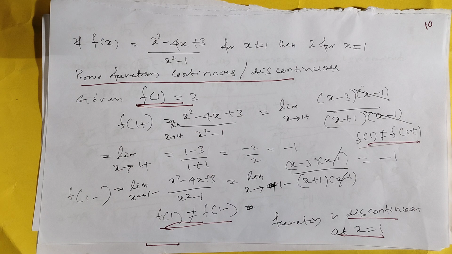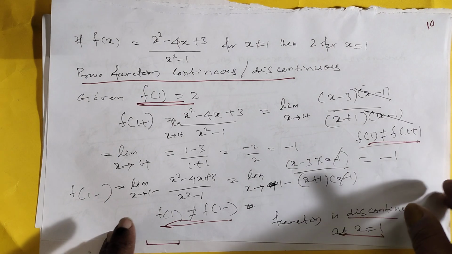f of x is equal to (x square minus 4x plus 3) divided by (x square minus 1) for x not equal to 1, and 2 for x equal to 1. Prove that the function is continuous or discontinuous. Given f of 1 is 2. So the right hand limit at 1 is (x square minus 4x plus 3) by (x square minus 1), and what is the figure coming here? The left hand limit is coming minus 1. The right hand limit is not equal to the left hand limit, so the function is discontinuous at x is equal to 1.